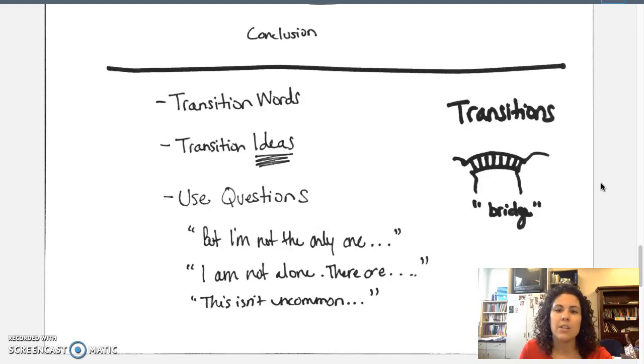You also may notice in the Serena Williams text, and if you have it, you're going to want to look at it, that she uses questions to transition. And that's what I did in my text too. I found it really easy to use, like a question, what's happening, and then go into the research. You can also use some of these phrases down here.